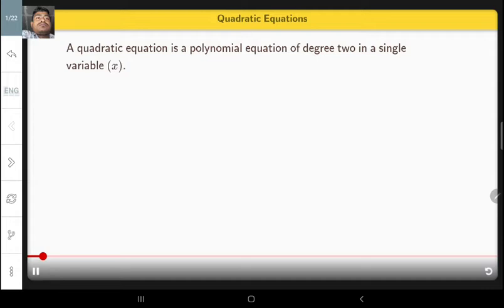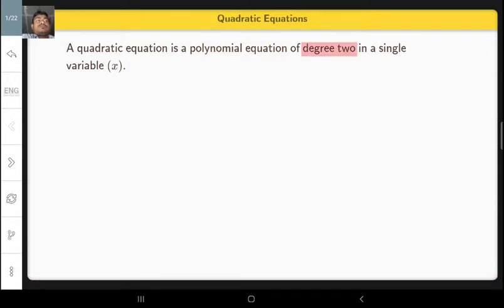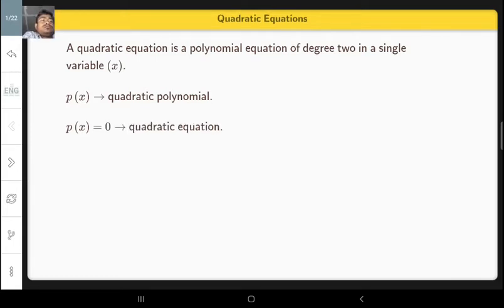A quadratic equation is a polynomial equation of degree 2 in a single variable x. Let p(x) be a quadratic polynomial. Then p(x) is equal to 0 is known as a quadratic equation.